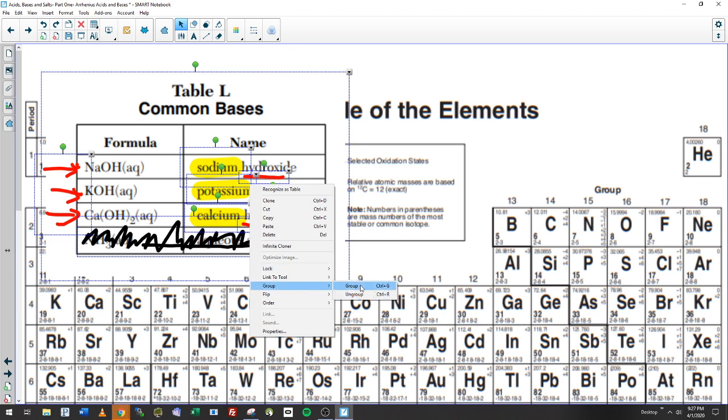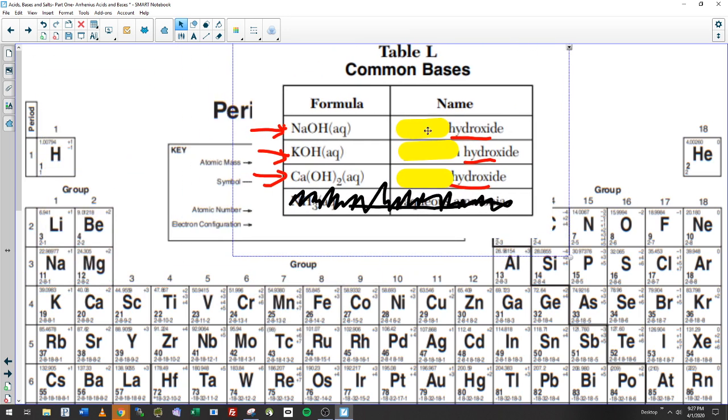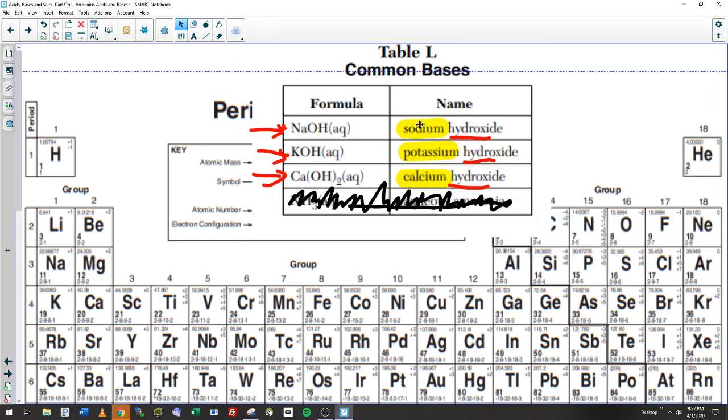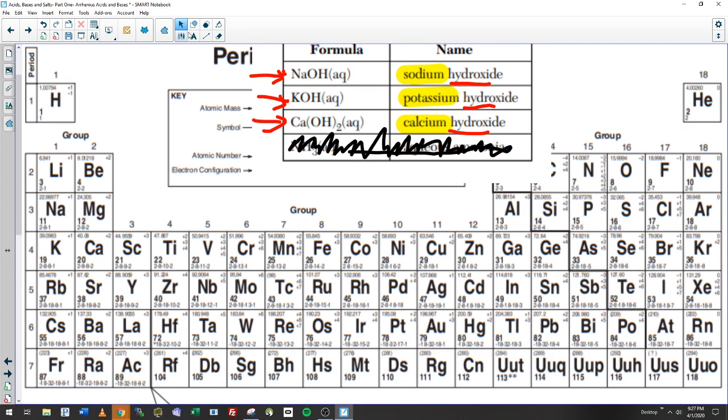Group. Okay. I didn't mean to over highlight that. Ungroup. Okay, so we have sodium, we have potassium, and we have calcium. Just to do a little highlighting to make sure that we are on the same page here and we know where we can find these things. Here's sodium, here's calcium, and here's potassium.